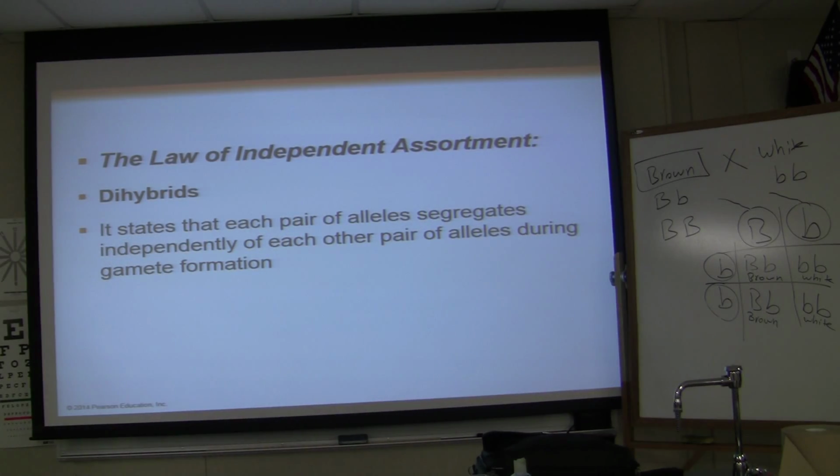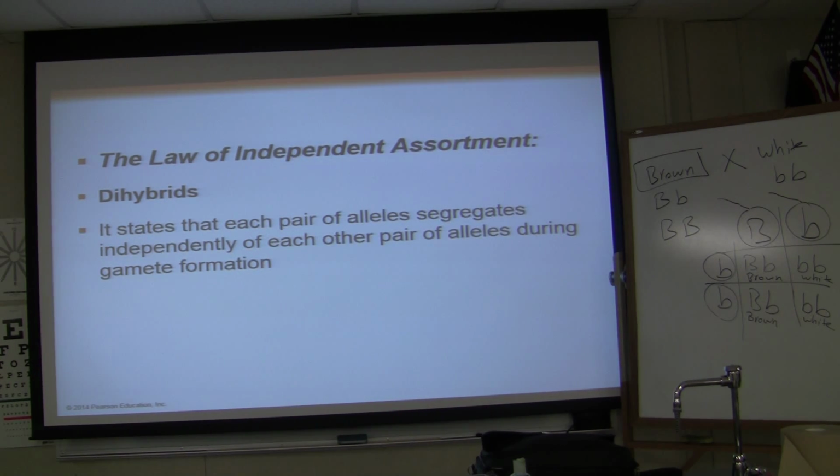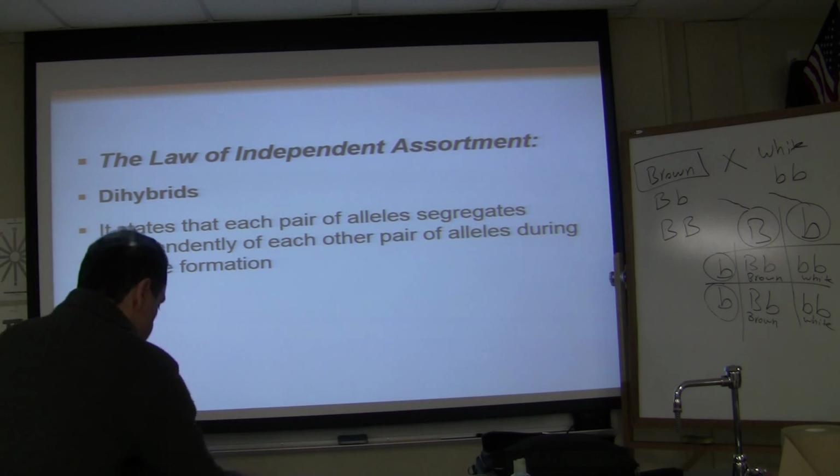Thanks to Mendel, he said that. We humankind did not know that before Mendel said that. If you flip two coins, they're independent of each other. I'm just kidding. We knew that, but Mendel put it in plants and genetics and genes. So independent assortment is a dihybrid. Di means two, so you're dealing with two coins. Mono means what? One. Di means two, right?